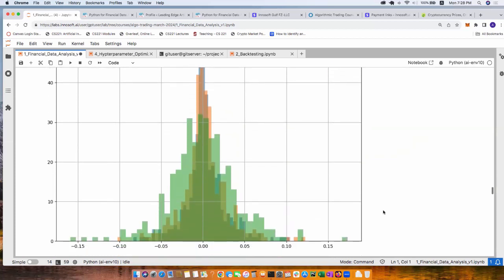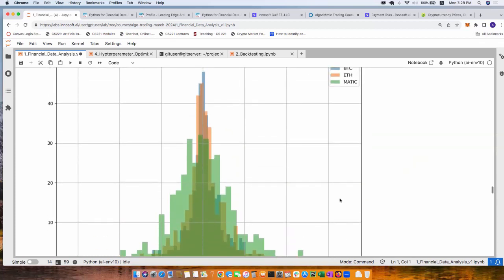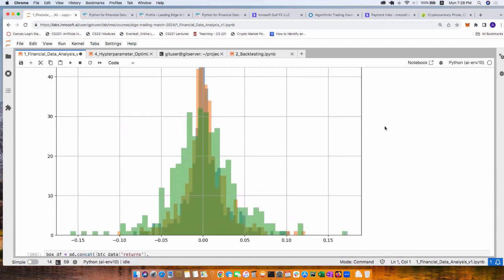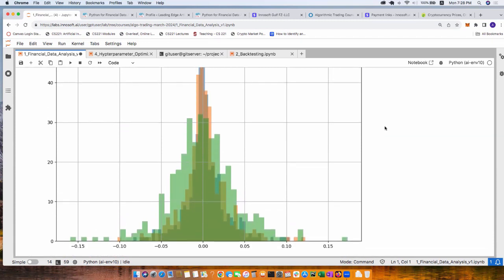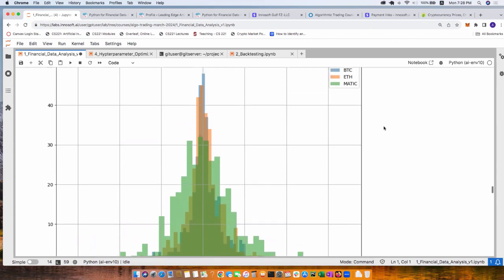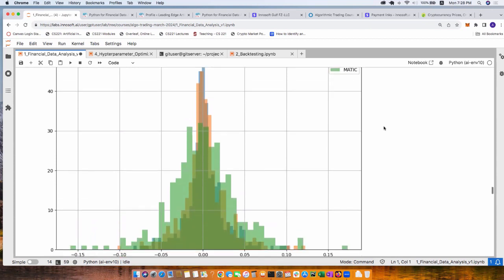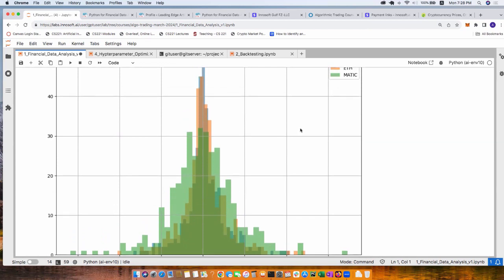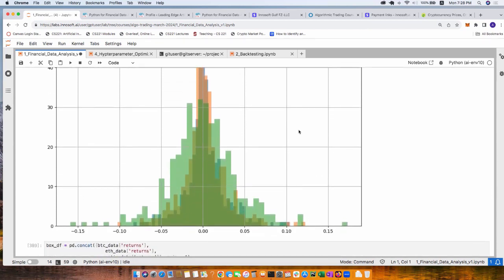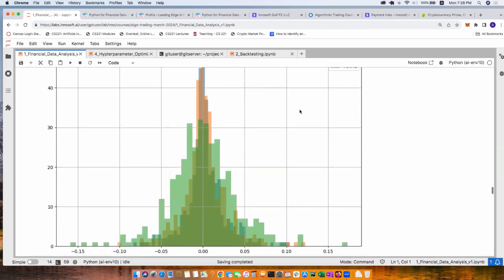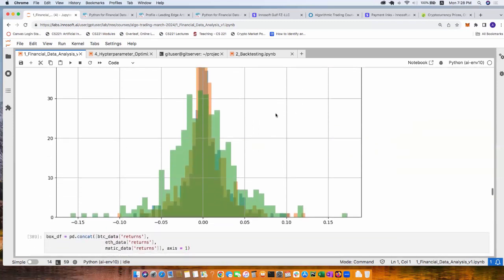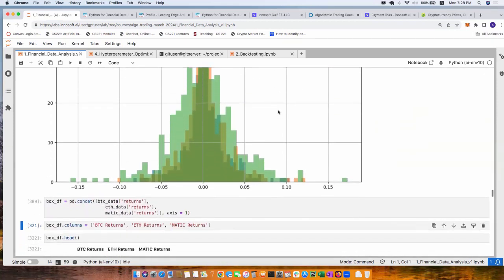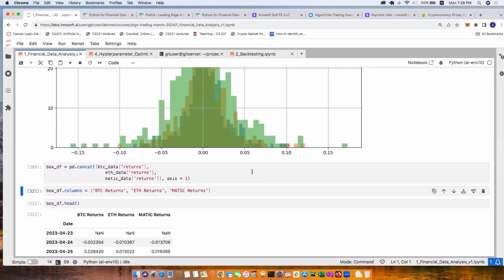It's a Bitcoin. Well, actually, which color? Sorry, falo português. I'm sorry, it's the green Matic. Yeah, the green color, absolutely. Matic is definitely very volatile compared to the other 3 assets, followed probably by Ethereum, and then the least volatile is Bitcoin. So that's another way to look at it, and that's something to look at.